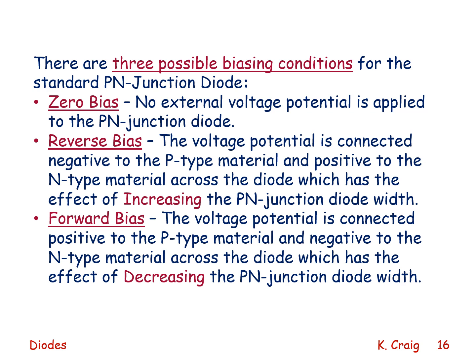Forward bias, the voltage potential is connected positive to the p-type material and negative to the n-type material across the diode, which has the effect of decreasing the p-n junction diode width.